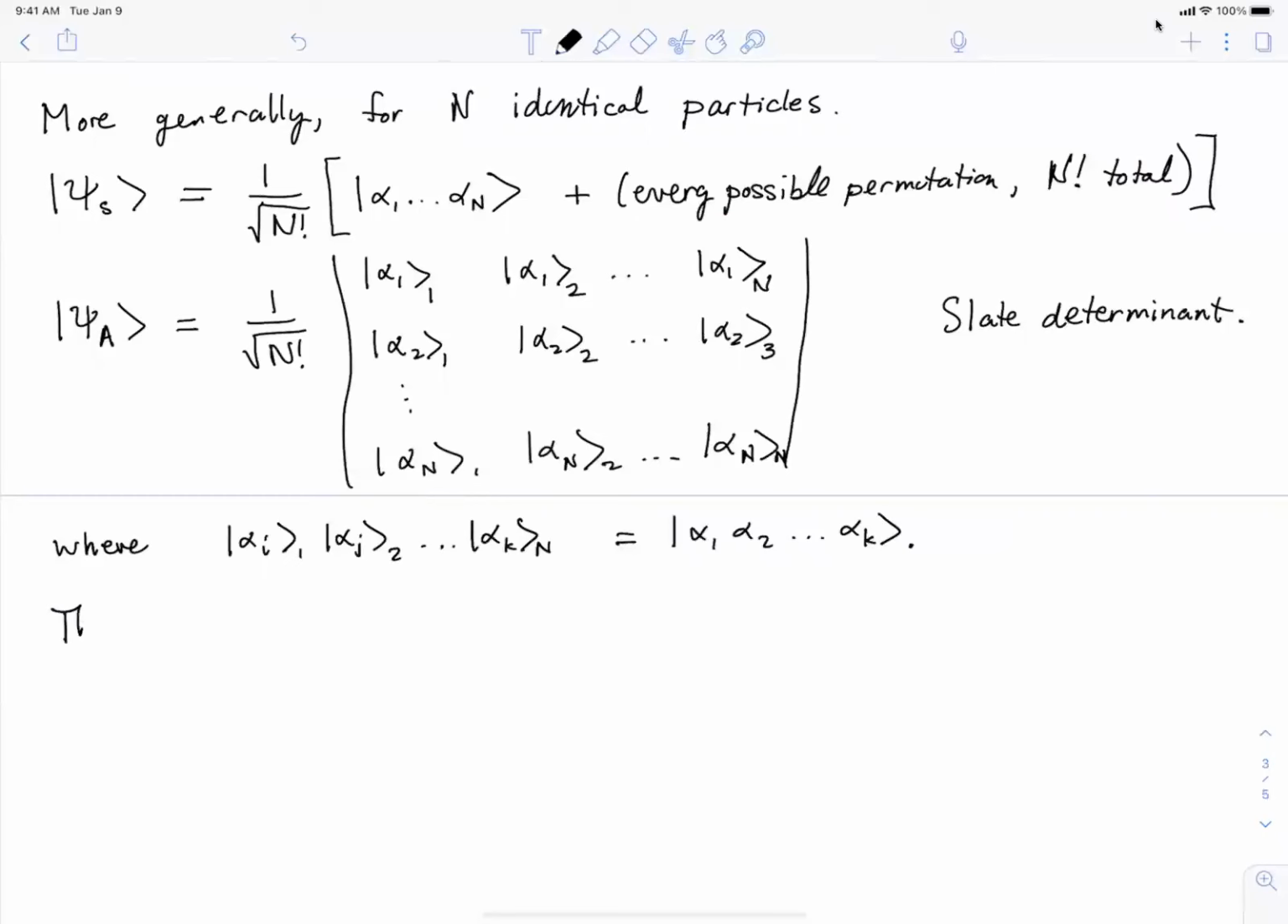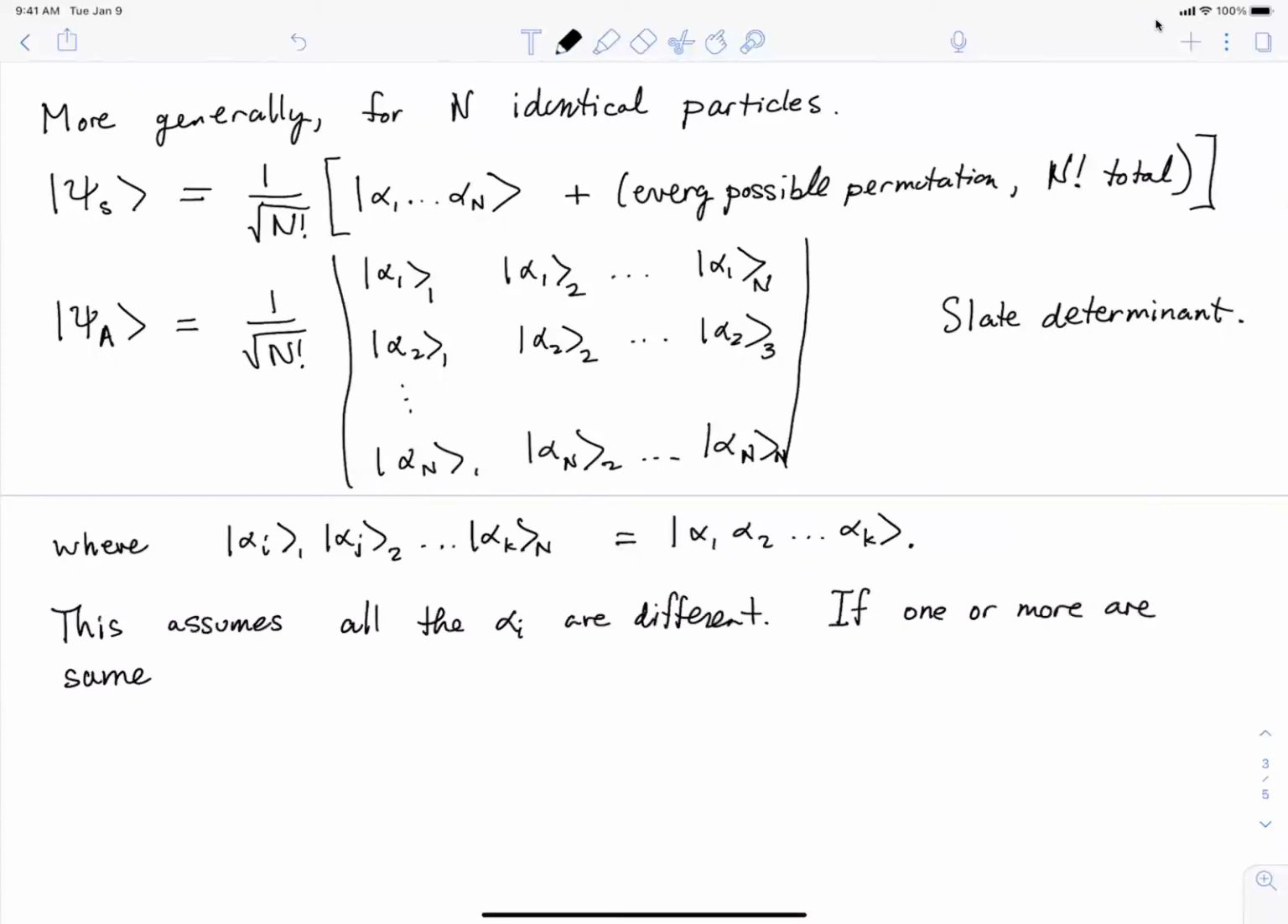So this assumes all the alpha_i are different. And so you could ask, what happens if one or more of them are the same? That just means they're the same labels for some complete set of commuting observables for a single particle. This is very commonly going to happen for particles bound in some potentials.